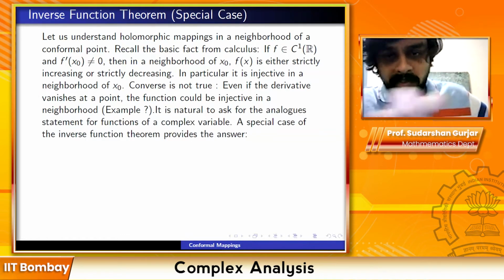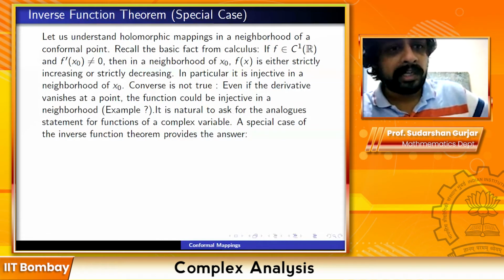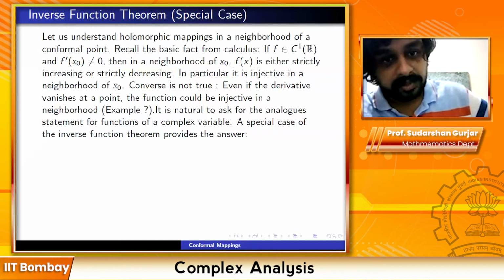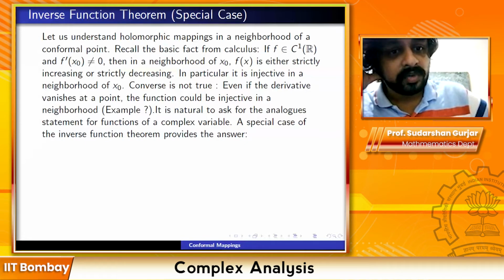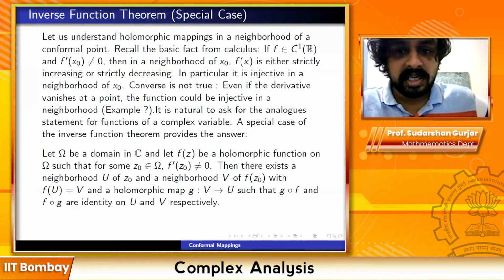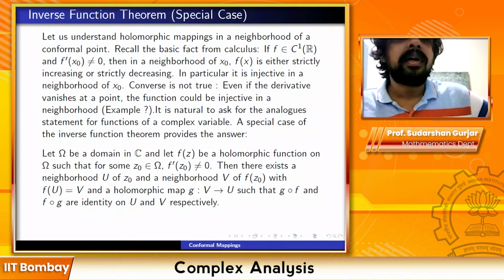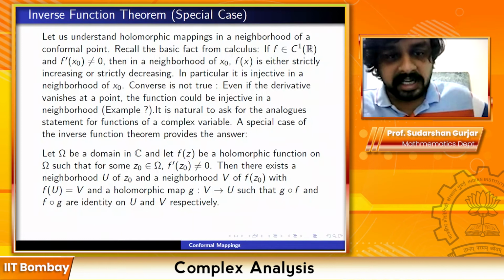Now, all this is from calculus of one variable. So it's natural to ask for the analogous statement for functions of a complex variable. And a special case of the inverse function theorem provides the answer. What is the special case? Suppose you have a domain in C. Although I have said domain here, path connectedness is not important in this theorem. I could have taken any open subset of C. Domain is not so important. So anyway, take a domain in C.